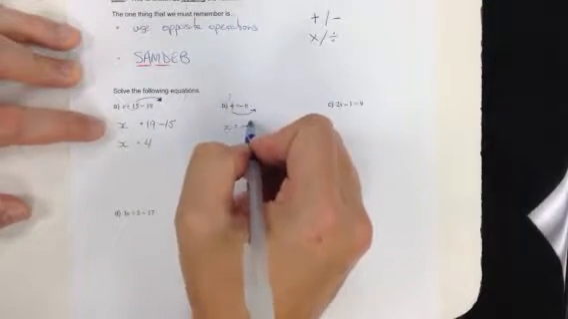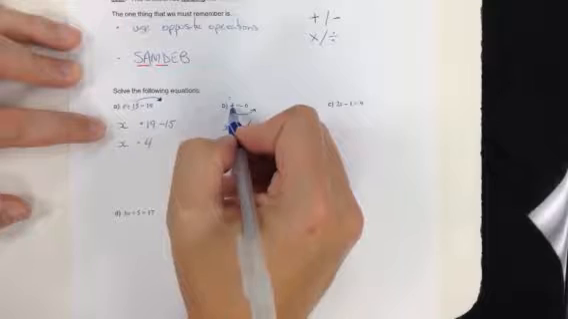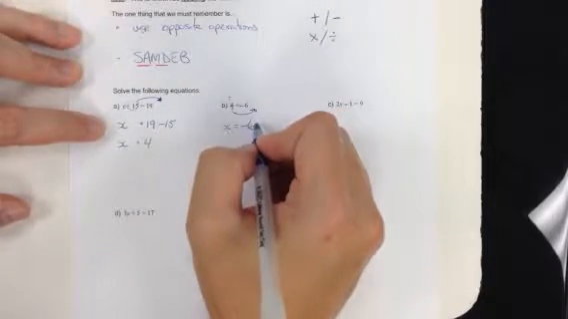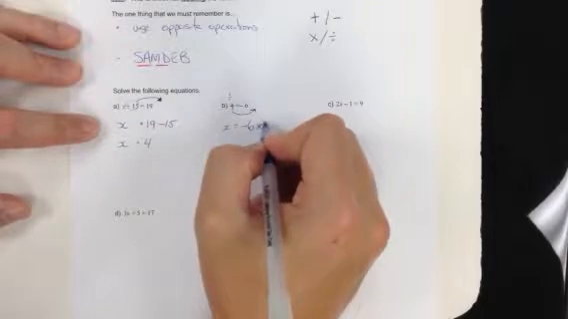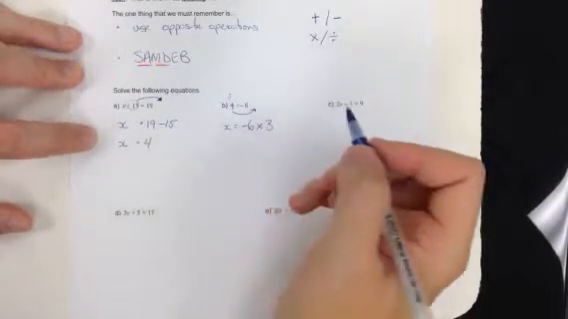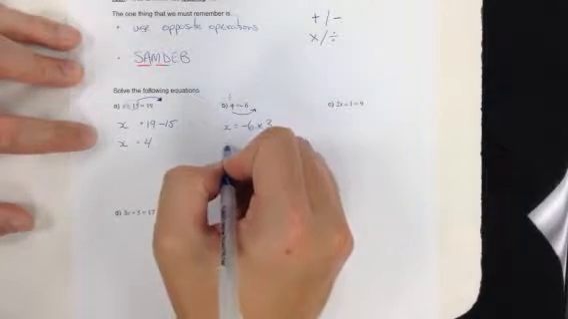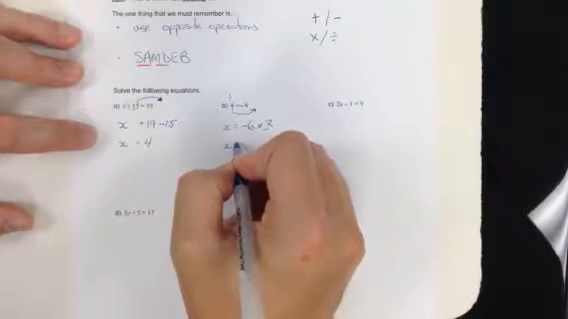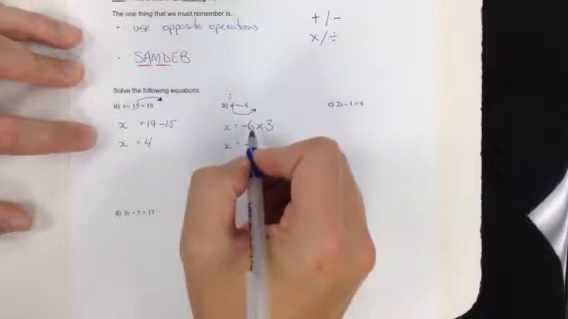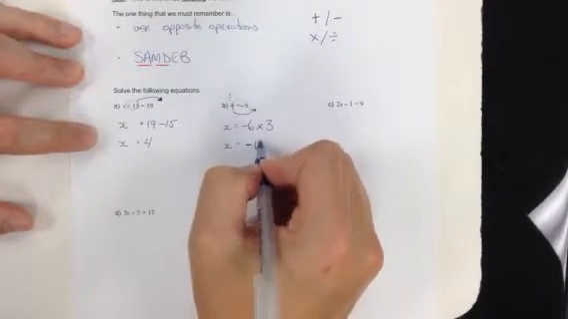I've got minus 6, and then the opposite of divide by 3 is multiply by 3. So when I bring this across, I'm going to use the opposite operation of dividing, and change this to multiply by 3. If you think back to the work you did with integers, when we have a negative multiplied with a positive, our answer is going to be negative, and then 6 times 3 is 18.